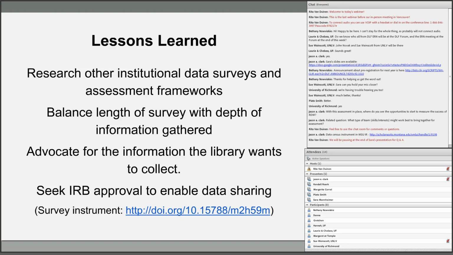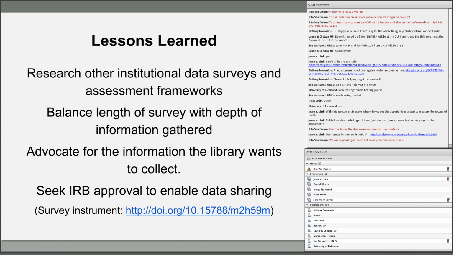Advocate for the information the library wants to collect. A key player in driving our data census was our CIO, and so our census had a bit of an IT focus. So in retrospect, I think we'd want to put in a few more library-specific questions so that we can get our questions answered.